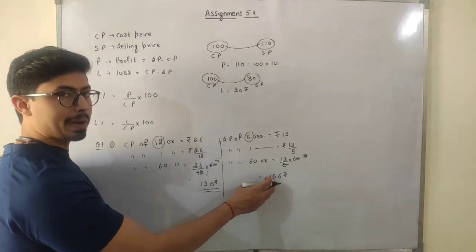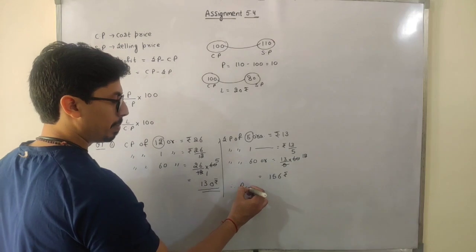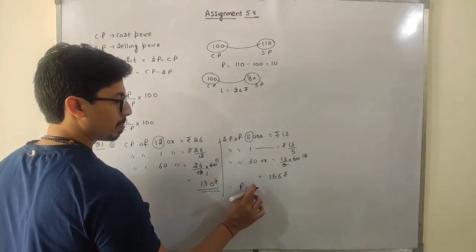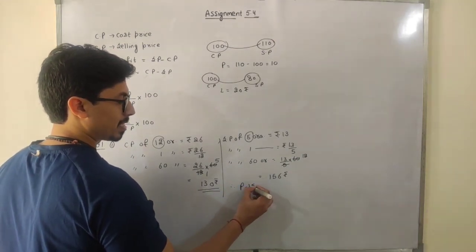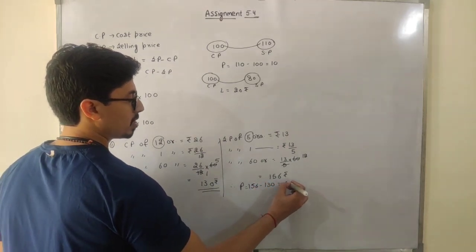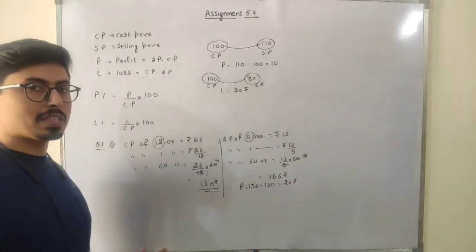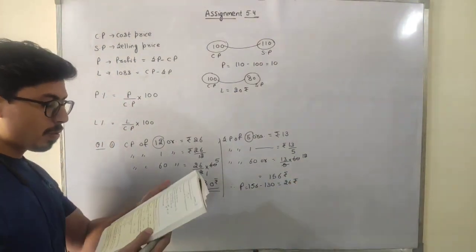That means see, selling price is greater than the cost price. Therefore, the profit will be selling price, 156, minus cost price, that is 130. So this is equal to 26 rupees. So therefore, the profit is 26 rupees, students. What we have to find out?